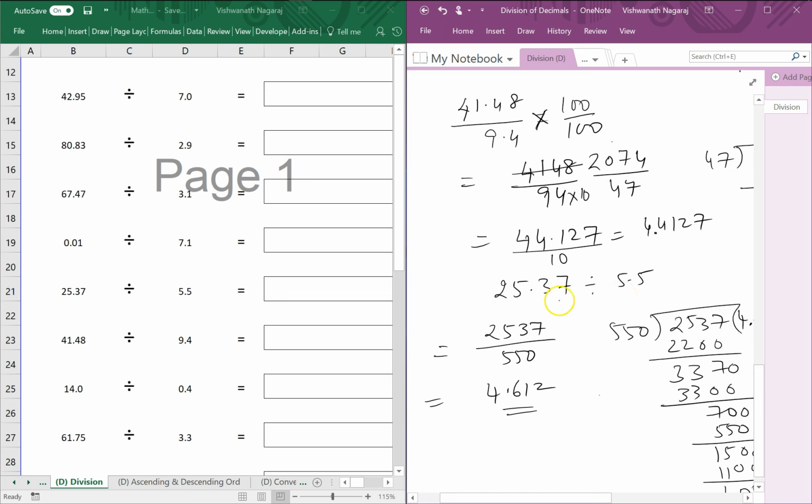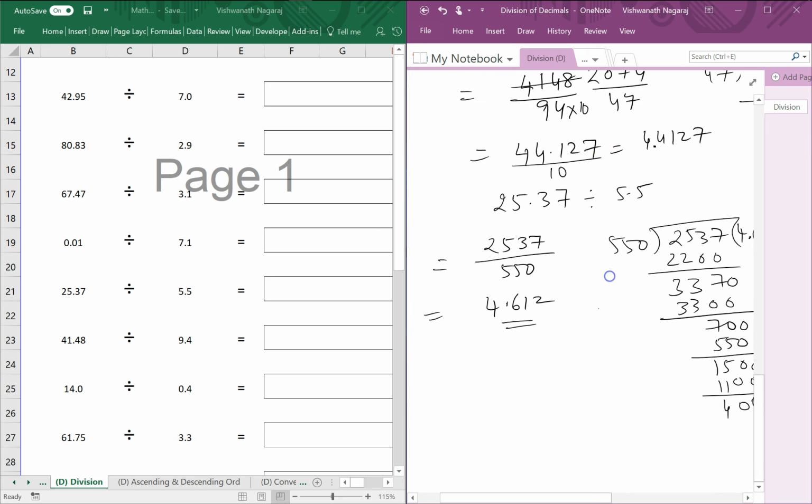So here, look at the integer part. 25 divided by 5. So 5. So it should be somewhere near 5. So 4.612. So it can be less or more than 5. But it should not be drastically different. After every division, just make sure that approximately, at least in your mind, you know that it is somewhere near the correct answer. Okay, so that is division of decimals. Bye for now.